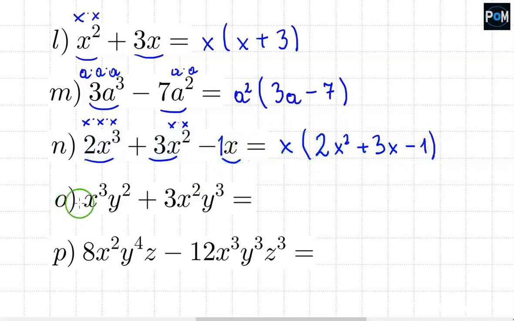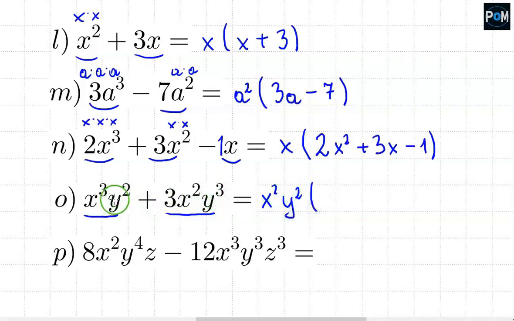In example O, we have 2 pieces and a bit more powers. First, let's look at the letter x. We have x cubed, and here we have x squared. It will be possible to factor out x squared, because here there are 3 x's, and there are 2 x's over here. Besides the letter x, the letter y, y squared, and y to the third power, it will also be possible to factor out y squared in front of the bracket.